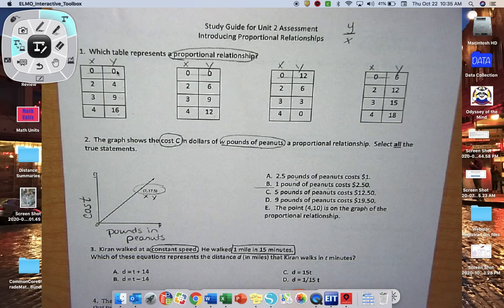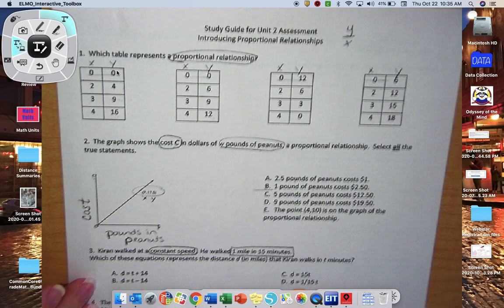So I had recorded this earlier during Zoom, but my computer ended up rebooting, so I'm going to go ahead and redo this recording. So hopefully it comes out pretty good. So this is the study guide for your test that's for tomorrow.